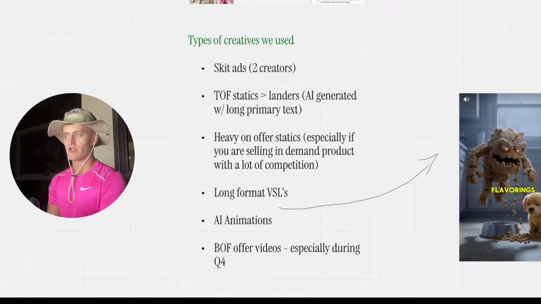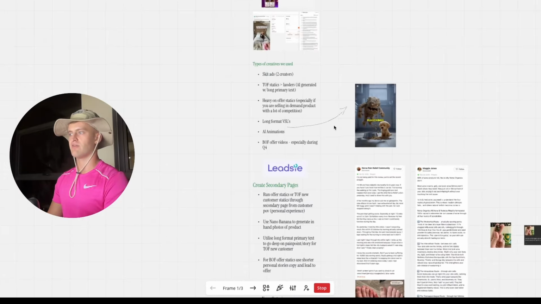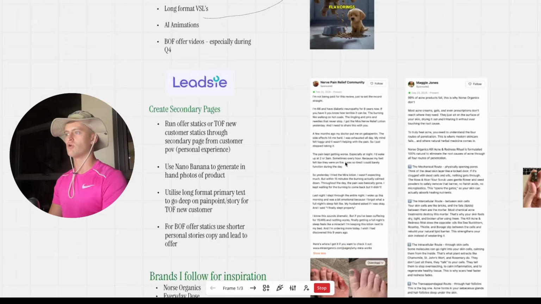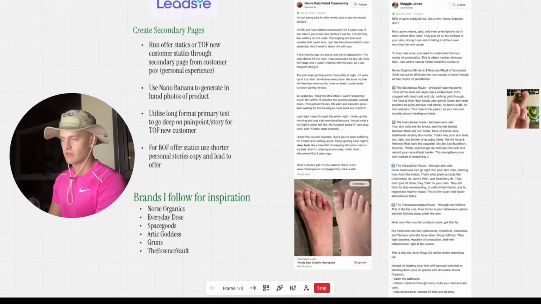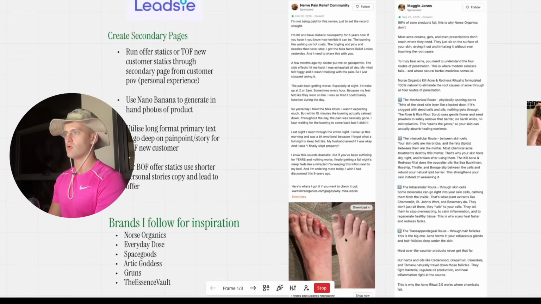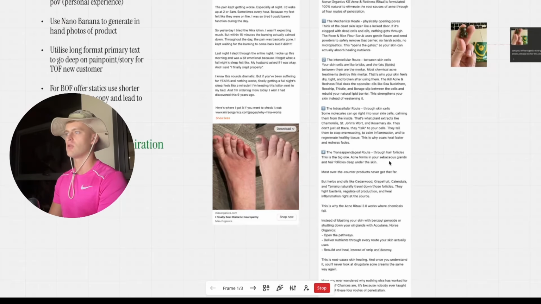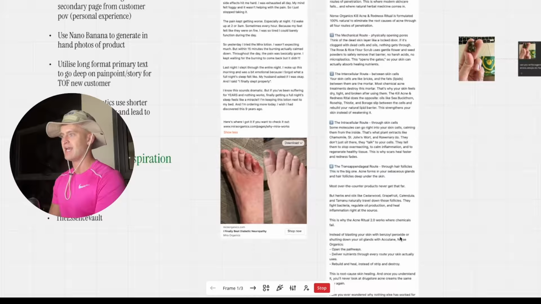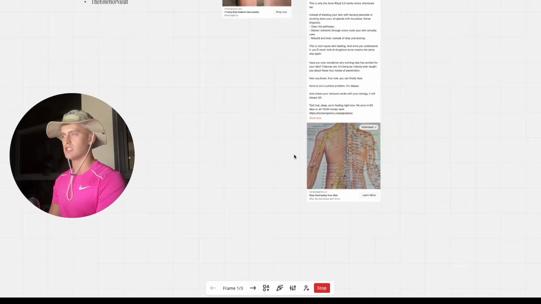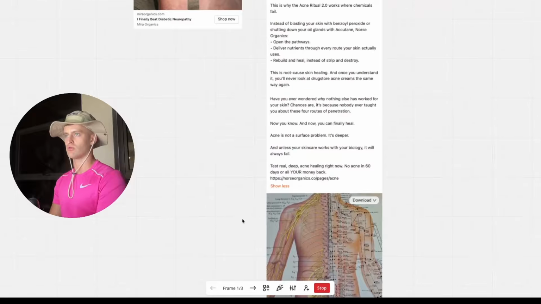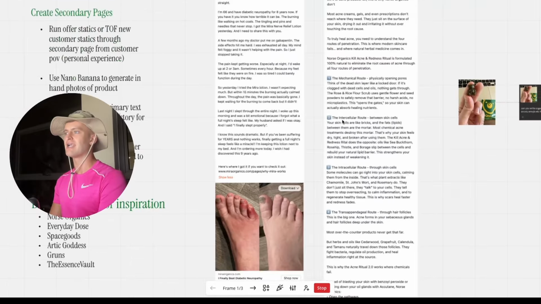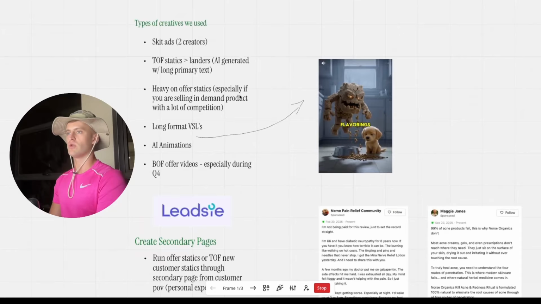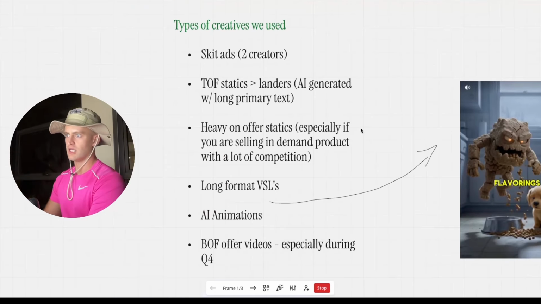Worked very well. Another was top of funnel type statics to landing pages, using AI generated images made with Nano Banana or ChatGPT, with long primary text. I have an example down here, I think these are from Norse Organics. They often use images like this, which are generated through Nano Banana. They'll pair them with a long primary text, extremely long in some cases, going through the problem, unique mechanism, how the problem is happening, how it is solved, and then these usually go to a landing page. As you can see here, they're learn more ads, so they'll go to a specific landing page that is targeted towards these problems. Very, very good way to get new customers at the top of funnel into seeing your brand.